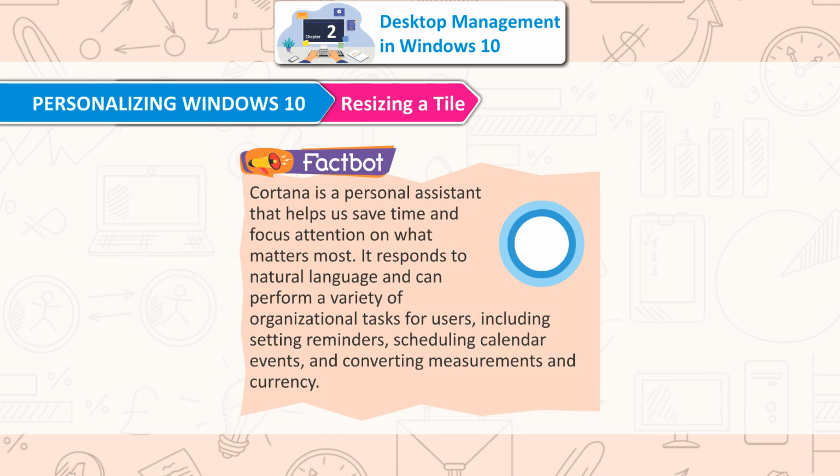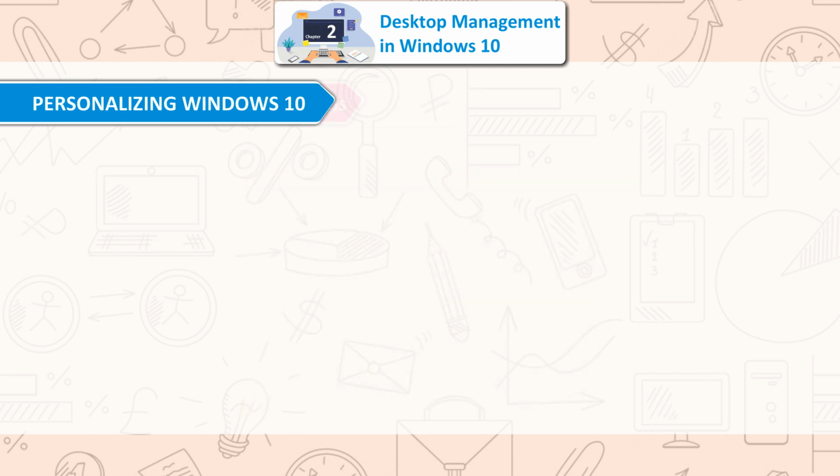Fact Bot. Cortana is a personal assistant that helps us save time and focus attention on what matters most. It responds to natural language and can perform a variety of organizational tasks for users, including setting reminders, scheduling calendar events, and converting measurements and currency.